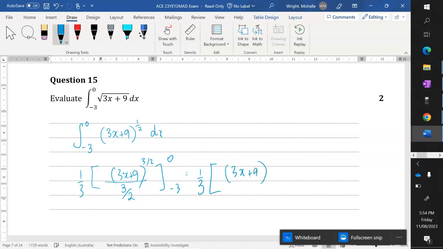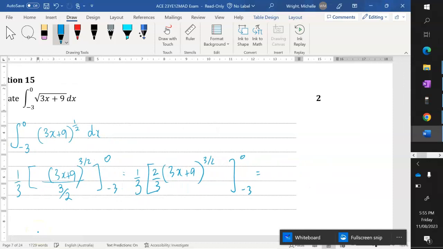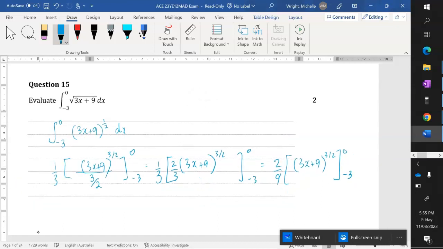When I added my power and went from -1/2 to 3 on 2 and divided by the 3 over 2, what I'm basically doing is multiplying by its inverse. Like that. And so what I end up with in my square brackets is basically 2/9. And very few people actually got to that. So that shows me that you don't actually know what your rules are for integrating.